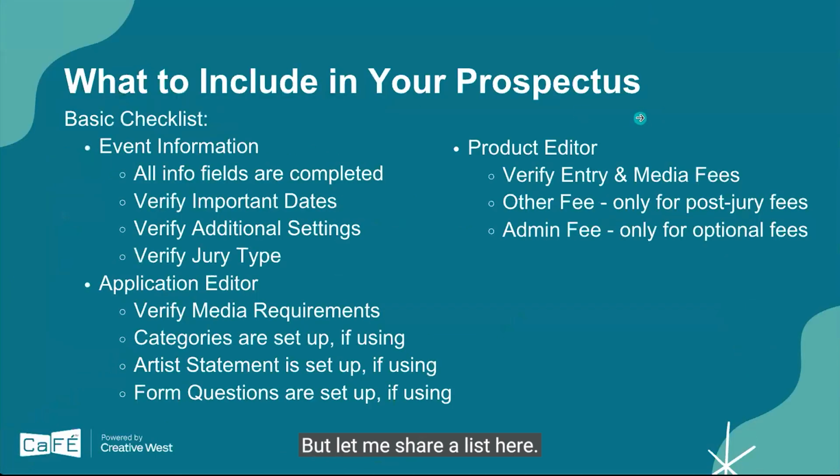But let me share a list here. So the basic checklist includes the event information, application editor, and product editor tabs. Self-explanatory there. So in the event information, we need to make sure all the info fields are completed, whether that be the contact email, phone number, the long description, eligibility criteria, all those fields that are required are filled out.